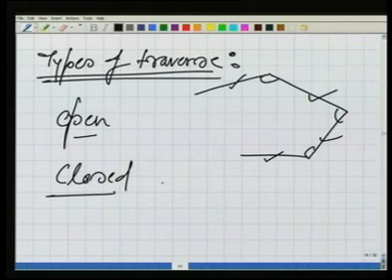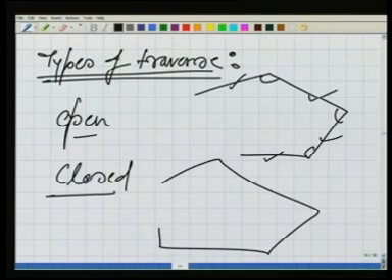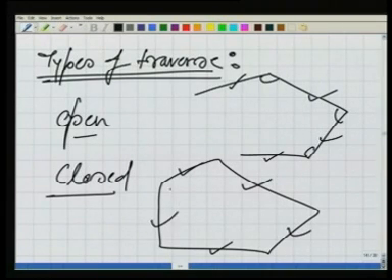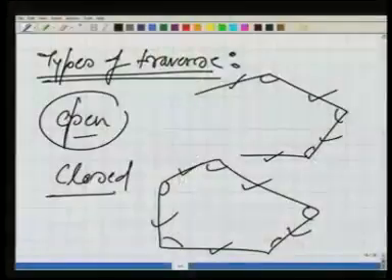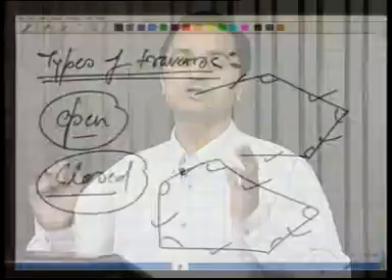Closed traverse, here, okay, all these lengths are measured and as well as all the angles are measured. This is the closed traverse. As you can see, depending upon the application, where should we use open and where should we use closed, that very much depends upon what kind of problem we have.